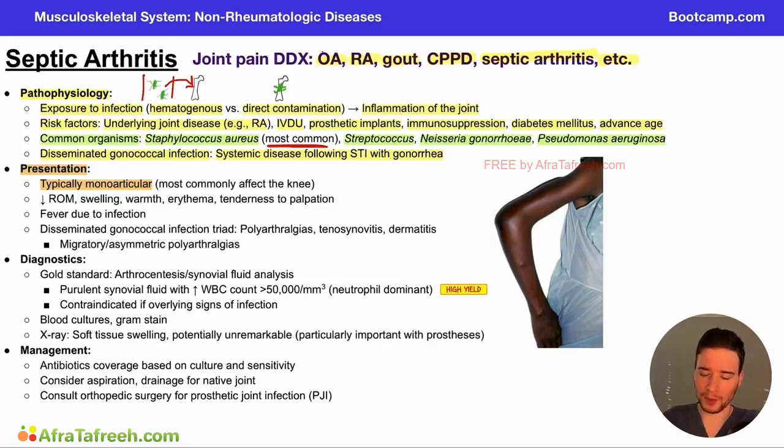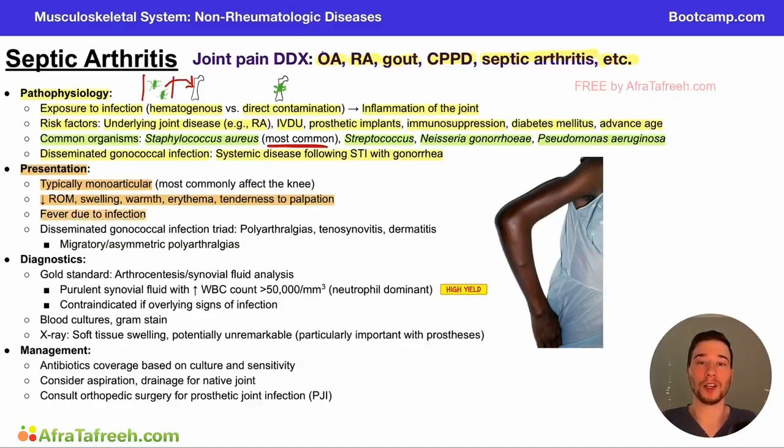Well, these patients are going to have decreased range of motion. They're going to have swelling, warmth, erythema, and tenderness to palpation. Why? Because they're infected, right? The joint is painful. There's a bug. There's an inflammatory response in there. So all these things should make sense to us about why a patient would present like this. They can often have a fever due to infection. Again, this is going to have some systemic signs as well.